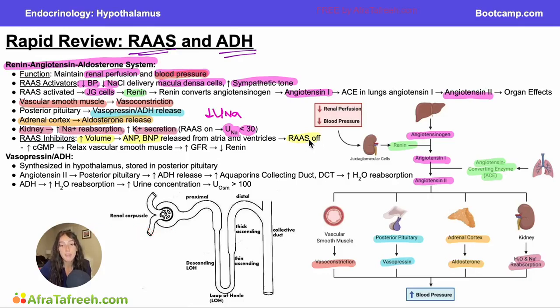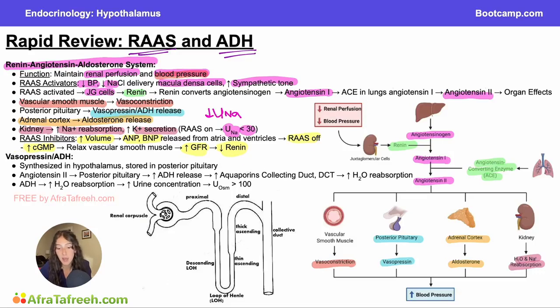If we have increased volume, we no longer need to worry about our blood pressure, so we can turn our RAAS off. The exact mechanism by which ANP and BNP shut off our RAAS system is probably too in-depth for them to ask you about on Step 1, but the general mechanism is that it'll cause an increase in the release of cyclic GMP, which is going to relax our vascular smooth muscle, increase the GFR, and then decrease renin release. So that's the RAAS system.